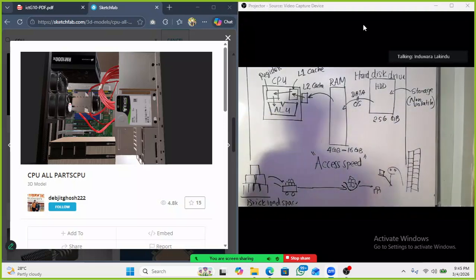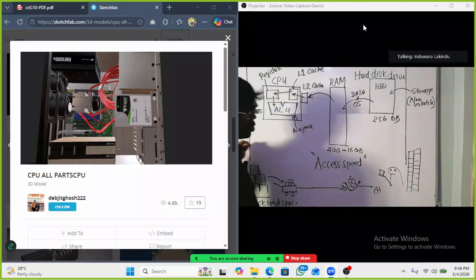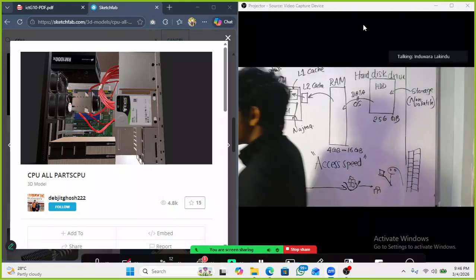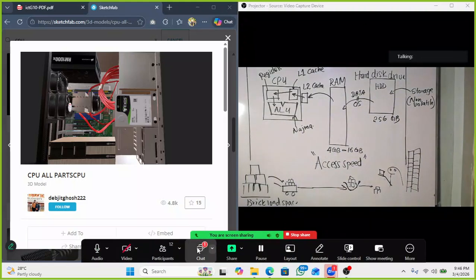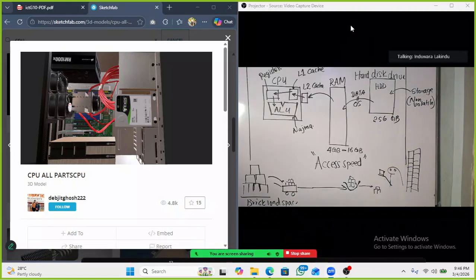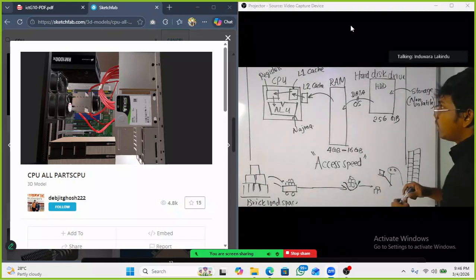So in the same way in the computer, which one has the highest access speed? Now tell me. ALU is Najma. So for Najma, which one has the highest access speed? Tell me. ALU is not a memory. ALU is not a memory, Lamai. These are the memories. Listen carefully.